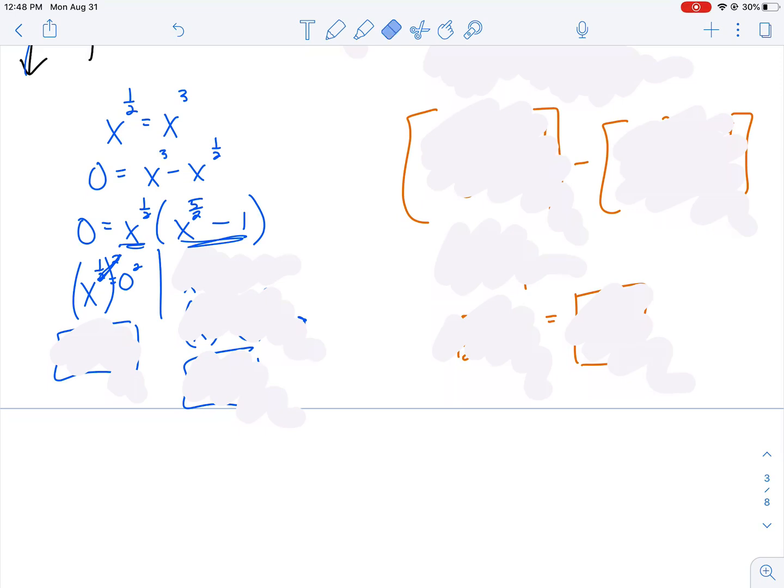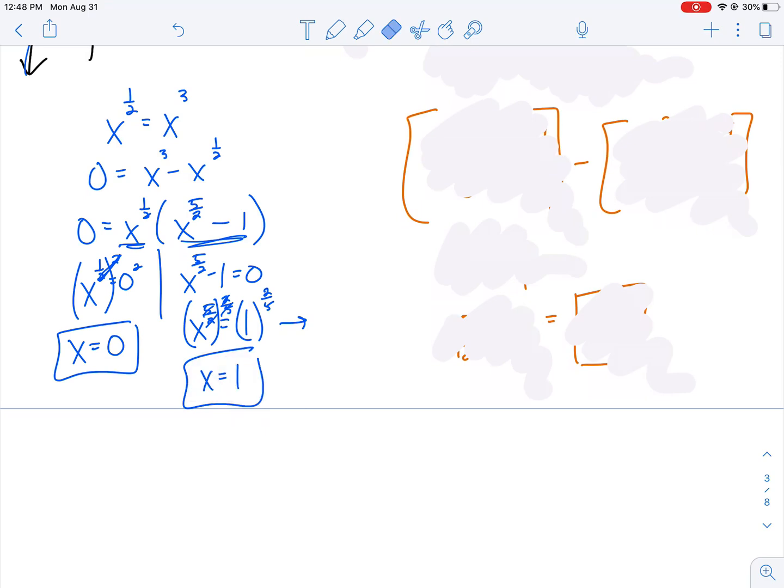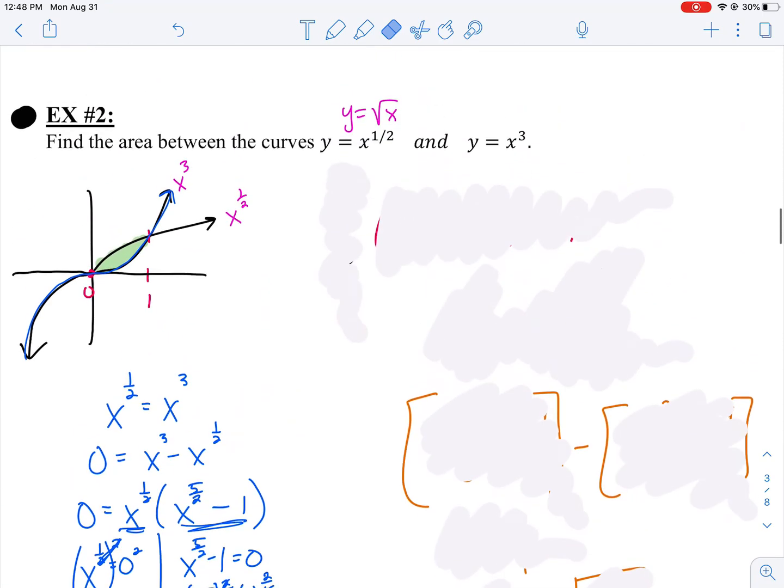And so I end up with x equals 0. When I set x to the 5/2 minus 1 equal to 0, I can add 1 to both sides, and then I can actually raise it to the 2/5 power. That will get rid of the 2 and the 5, and so I'm just left with x equals, right? And 1 to the 2/5 power is really just 1. So you might notice from my sketch that they intersect at 0 and 1 exactly.